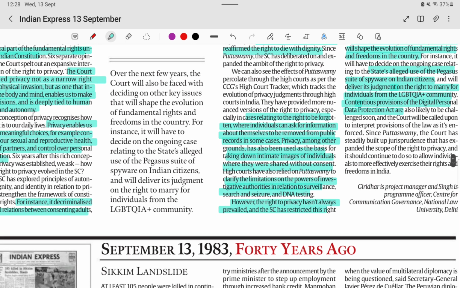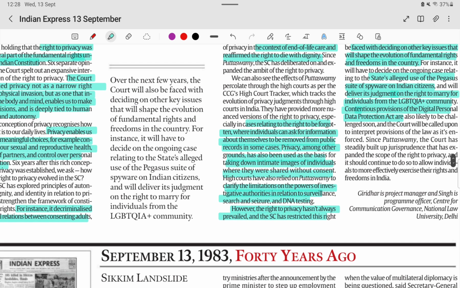And in some cases, privacy, among other grounds, has also been used as the basis for taking down intimate images of individuals that were shared without consent. So some images of intimate relations with someone which are shared in public places should also be erased. That is also a right of the people. And it clarified the limitation on the powers of investigative authorities in relation to surveillance, search and seizure, and DNA testing.